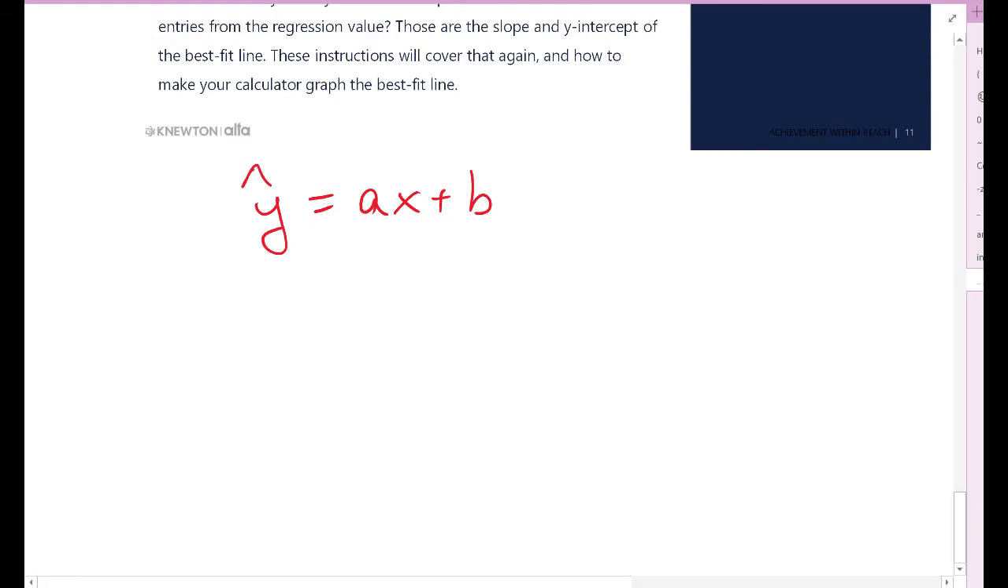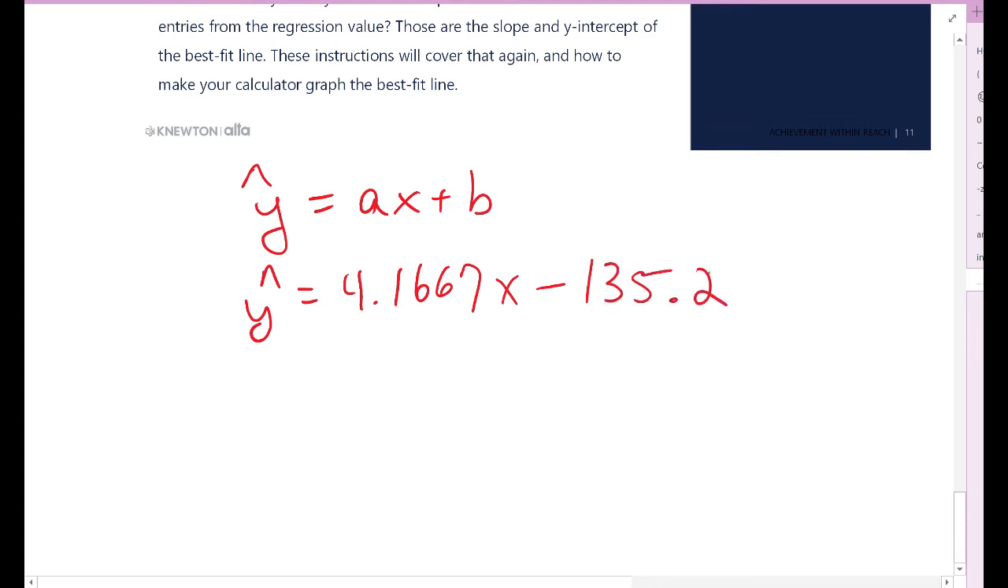So let's write that down. Just grabbing that information, our best fit line is the equation. Well, A was 4.1667 times X plus whatever your B is, where our B happens to be a negative 135.2. So I'm going to do a minus 135.2. This is what we refer to as your best fit line.